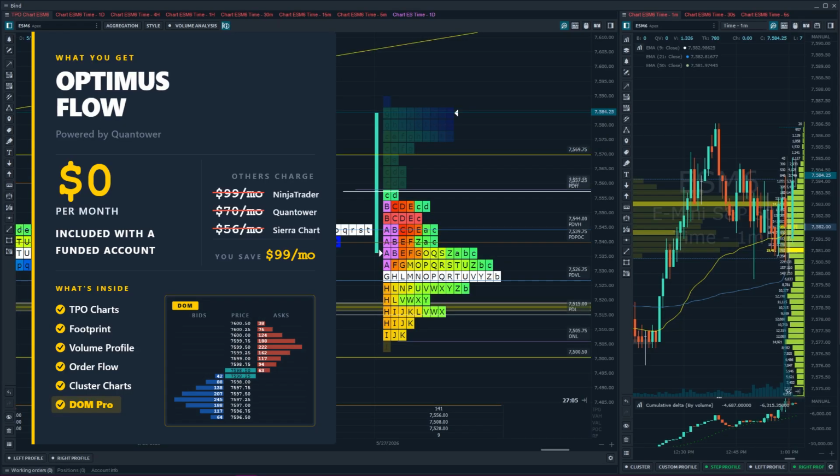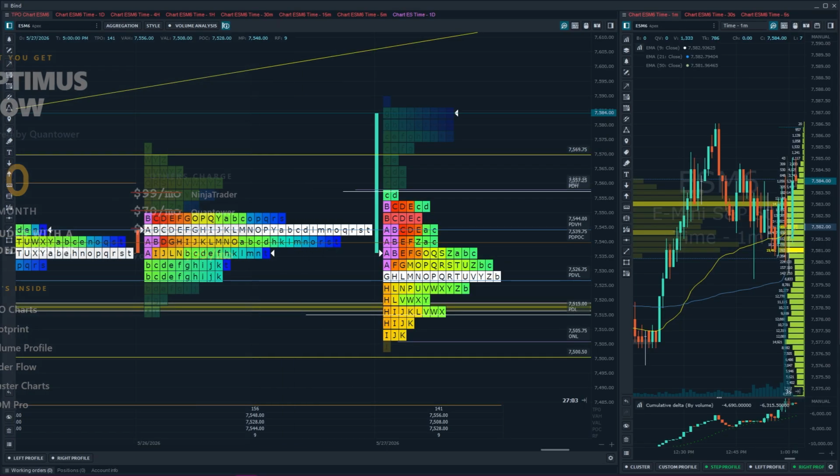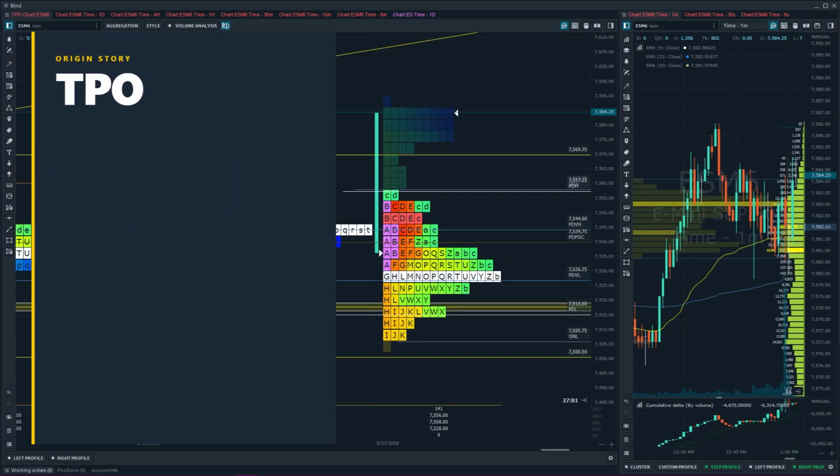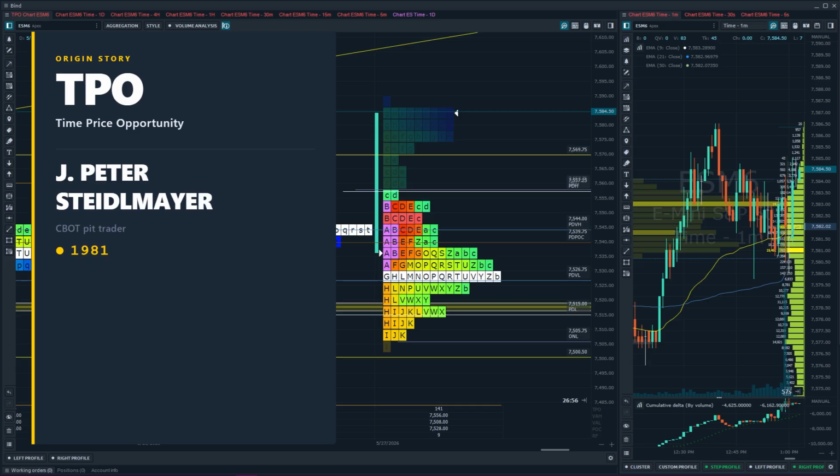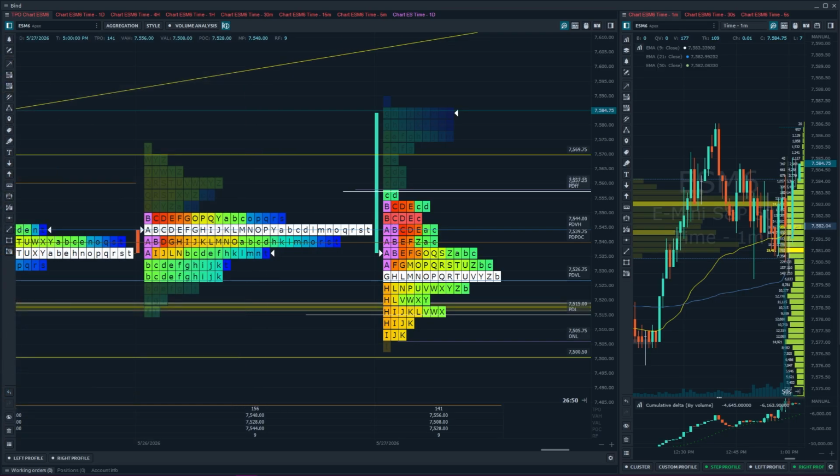TPO stands for Time Price Opportunity. It was built by a pit trader named Peter Stadelmeier at the Chicago Board of Trade in the 1980s. The idea, instead of just tracking where price went, track how long the market spent at each level. That's the lens you're about to see.